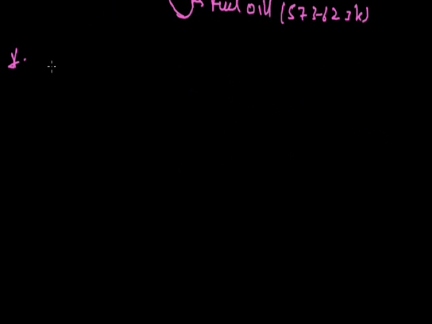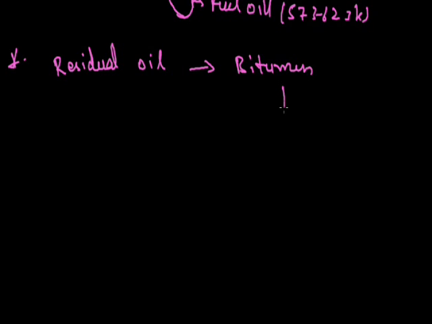So the various components which are obtained from the fractional distillation of petroleum are, first, residual oil. It is obtained from primary distilled petroleum and is distilled in vacuum to yield bitumen. Bitumen is largely used in making road surfaces.